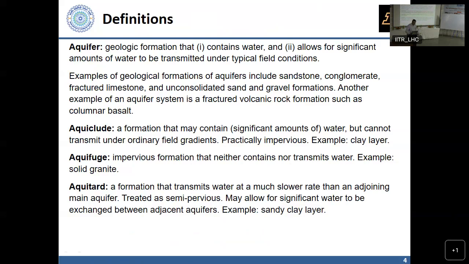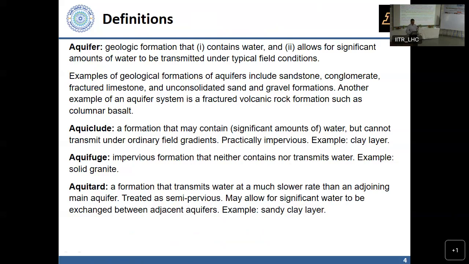When we talk about an aquiclude, and you'll hear this term, it's a formation that may contain perhaps significant amounts of water, but cannot transmit water under ordinary field gradients. So unless you do something extraordinary to move the water, it basically acts like an impervious surface, but it might have a lot of storage. We typically think of tight clay soils, very, very fine pores, a lot of porosity, but not really much help in terms of conduction. An aquifuge is an impervious formation, solid granite. Cannot store water, cannot transmit water. It's a completely impervious surface.